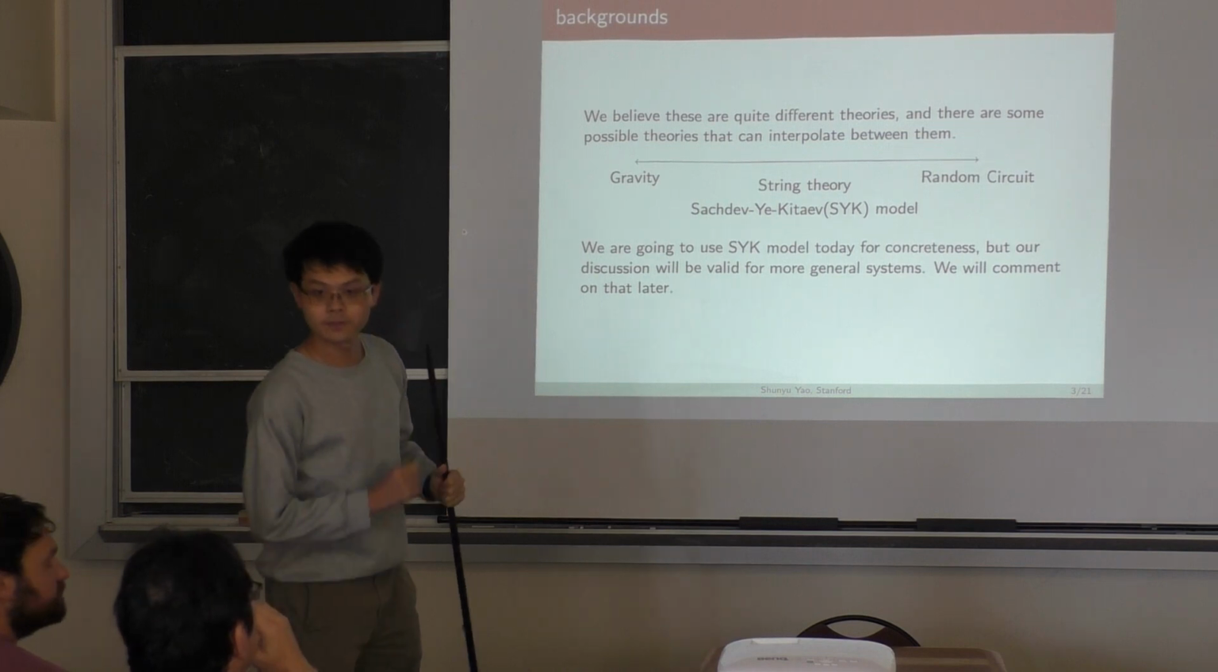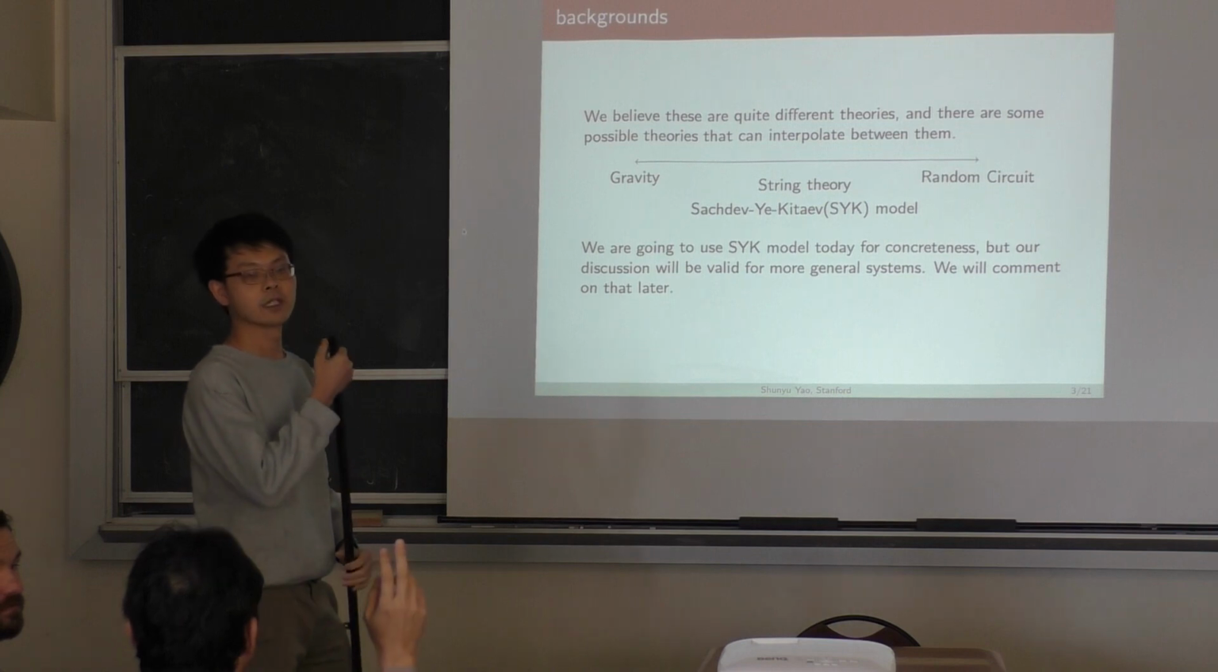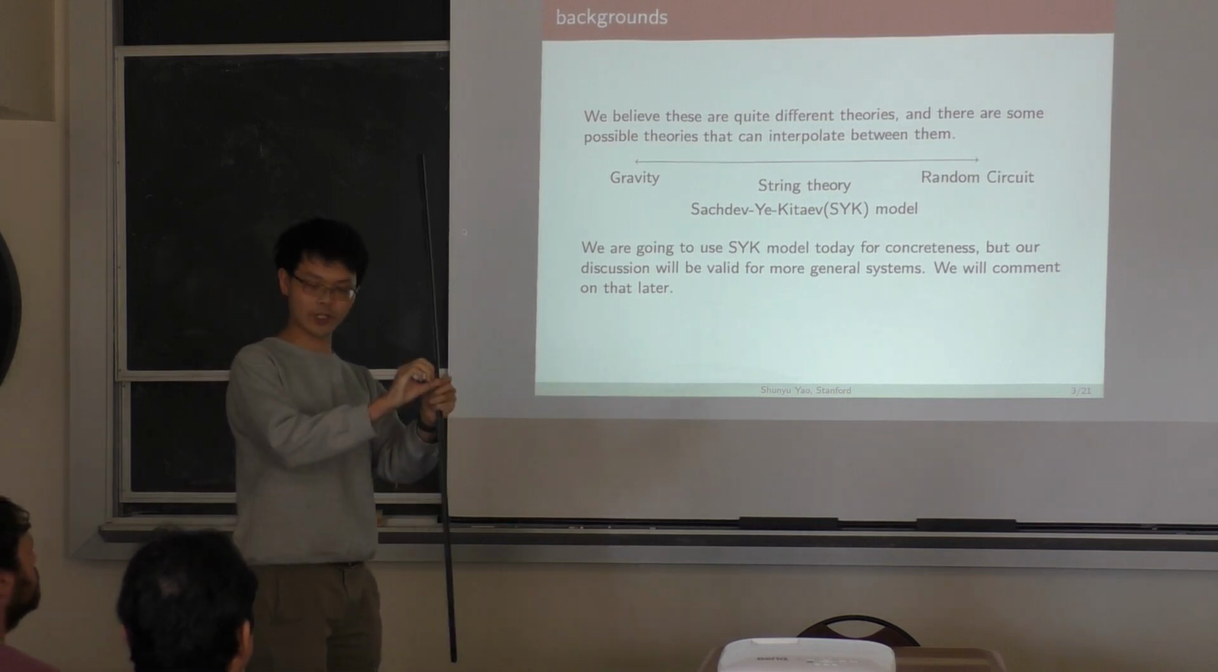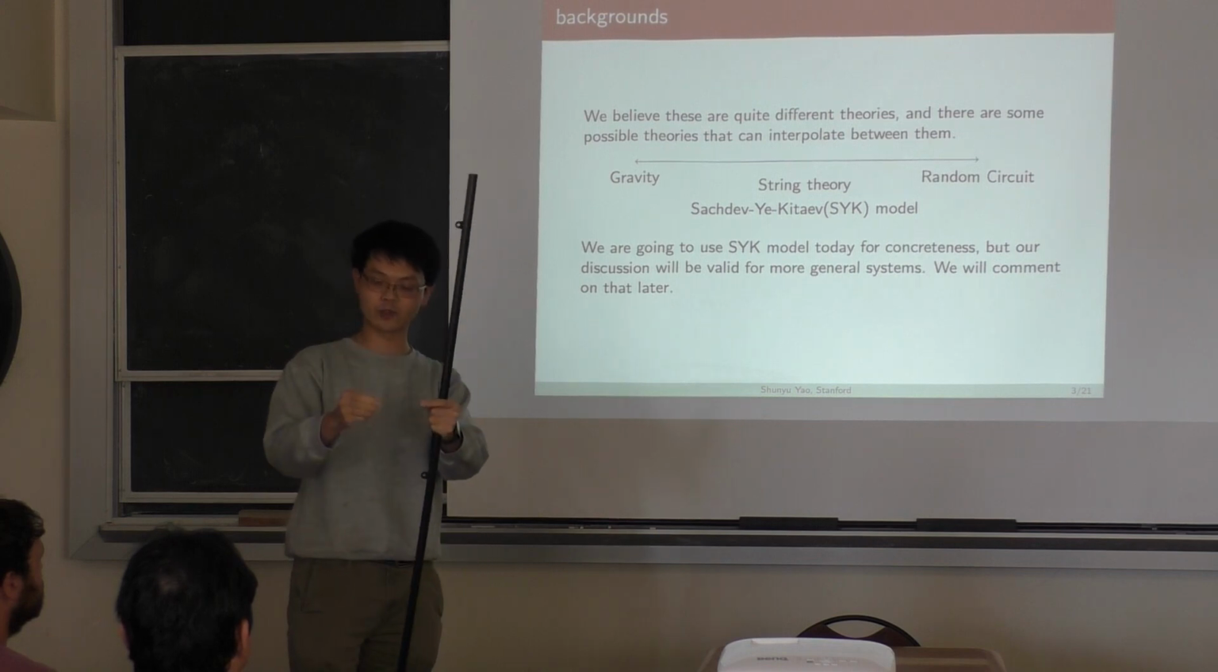So what is a random circuit theory? A random circuit theory is random unitary and nearest neighbor. Yes, that's like a brick wall. You have a lattice and you have brick wall unitaries acting on two neighboring sites.